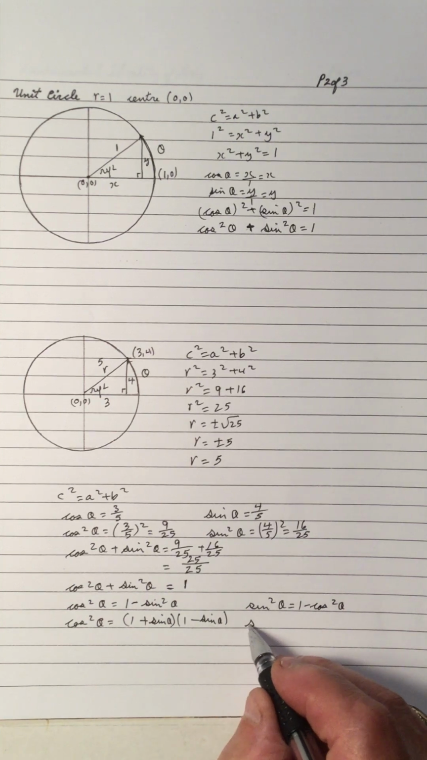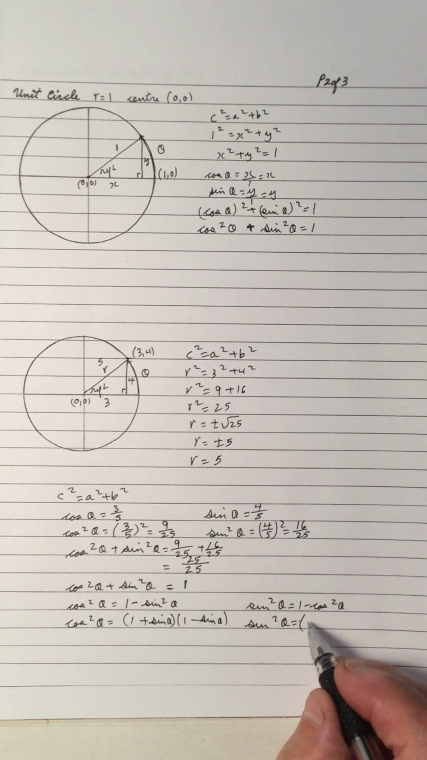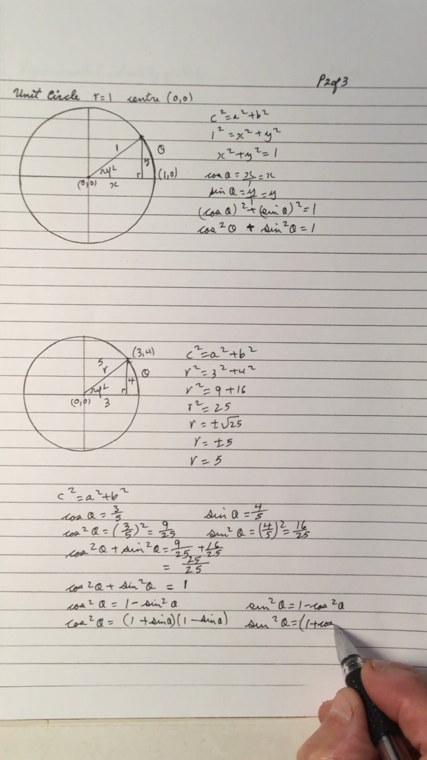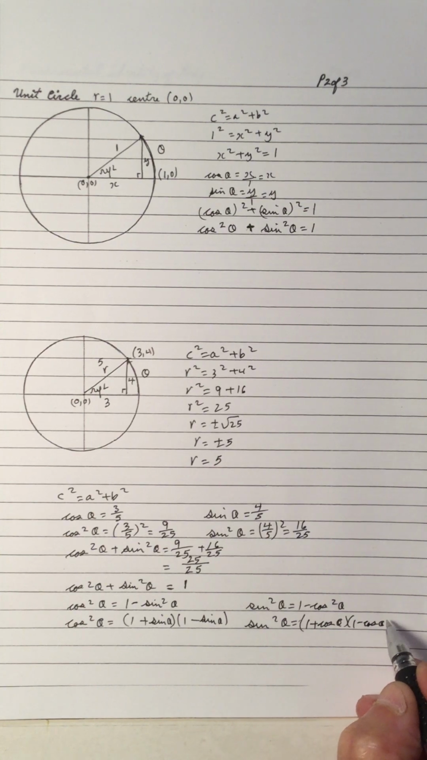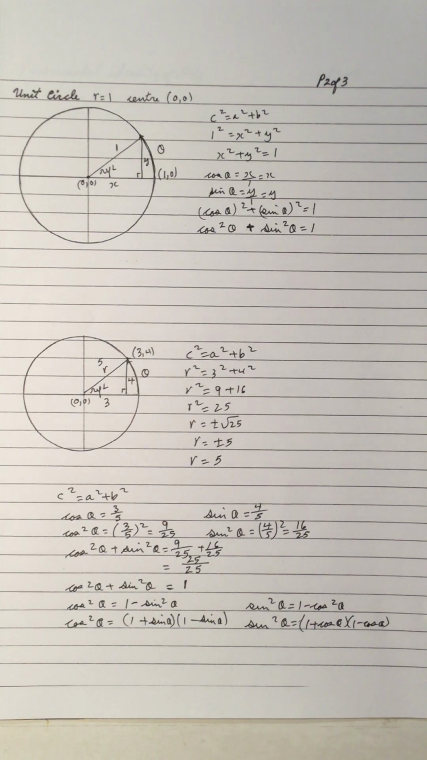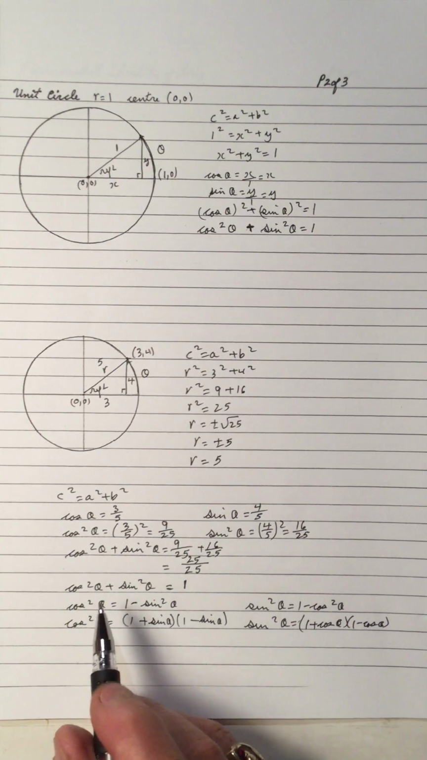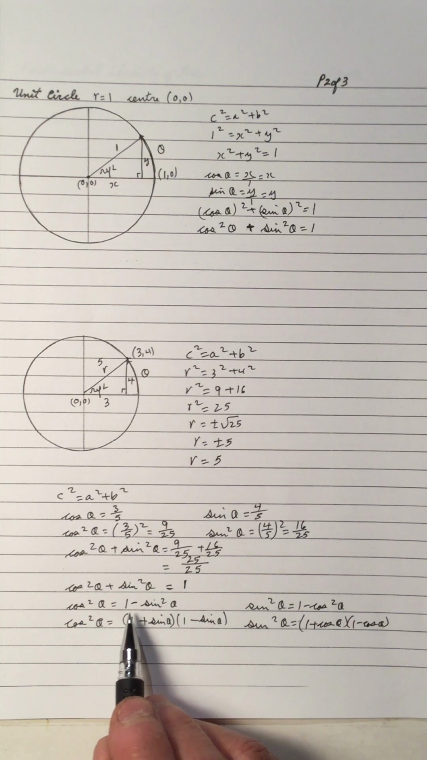And again, the sine squared, this is the difference of two squares, so this is 1 plus cos theta, 1 minus cos theta. So keep in mind the fundamental identity, cos squared plus sine squared is 1, and cos squared is 1 minus sine squared, which could also be factored.